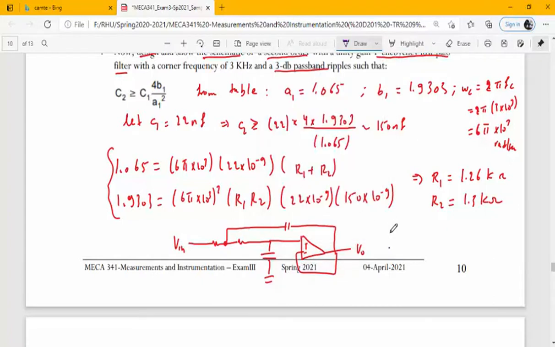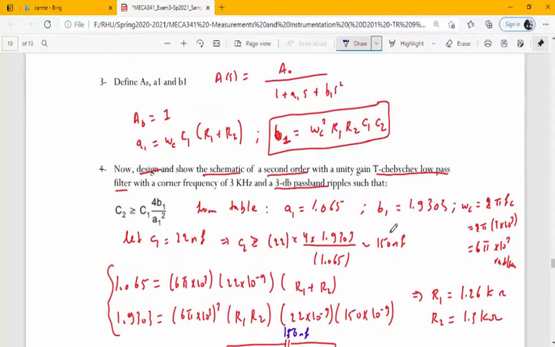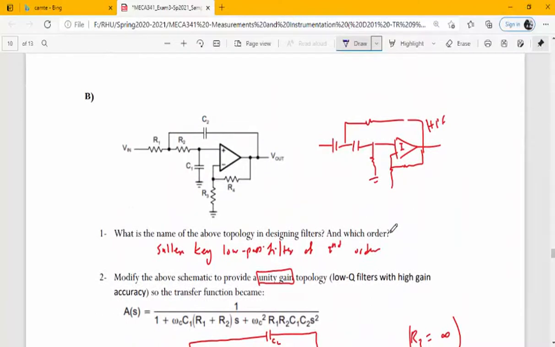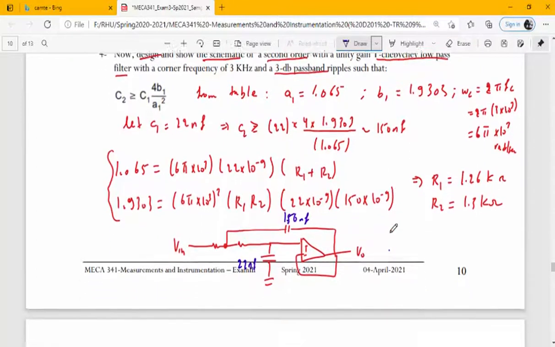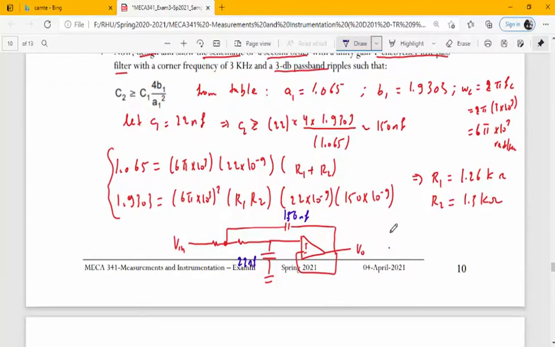The capacitance, this is equal to 22 nanofarad. This is 150 nanofarad. Okay, just to make sure. Yes, this is C2, this is C1. Yes, and R1 is 1.26 kilo ohm and R2 is 1.3 kilo ohm.